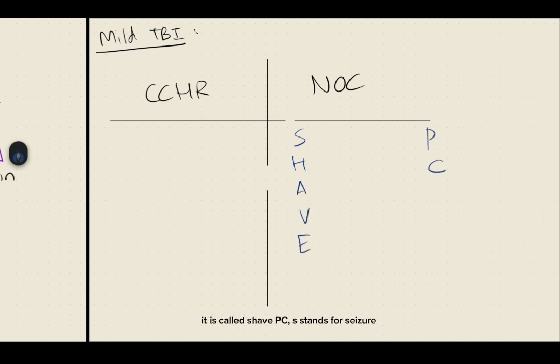SHAVE PC. S stands for seizure, H stands for severe headache, A stands for the age more than 60, V for persistent vomiting, E for any alcohol intoxication, P for persistent anterograde amnesia that lasts more than 30 minutes, and C is if there's any clinical evidence of trauma above clavicles. If the patient scores even 1, then they go for a CT scan.